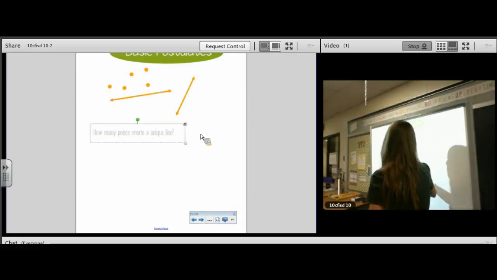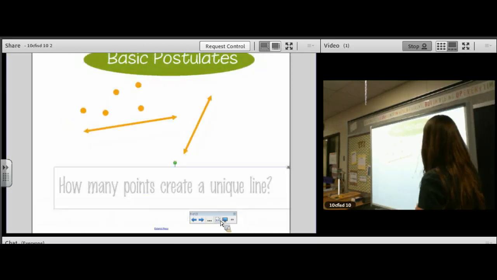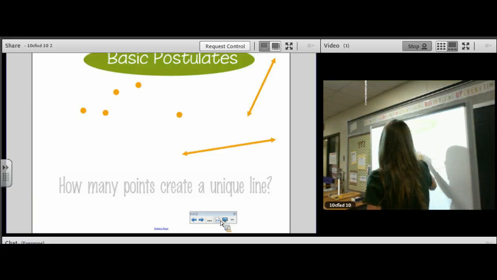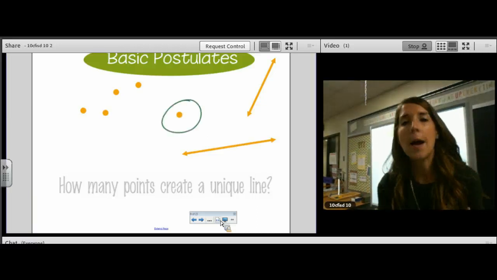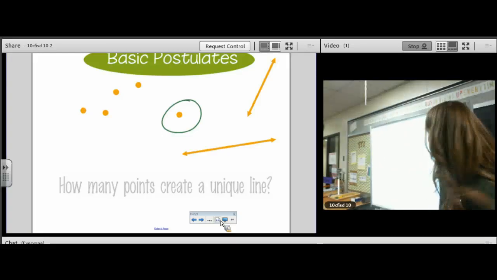First, we're going to figure out how many points create a unique line. So, if I grabbed this point right here, how many lines could I put through that point? How many lines could I draw through that point?